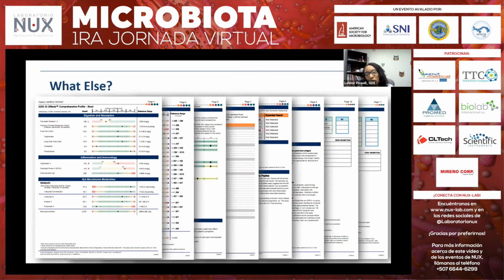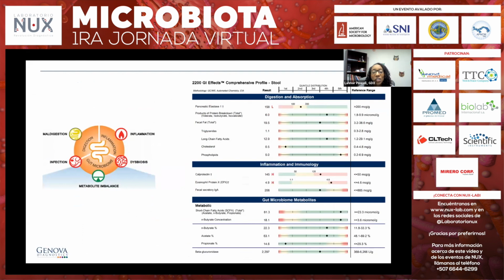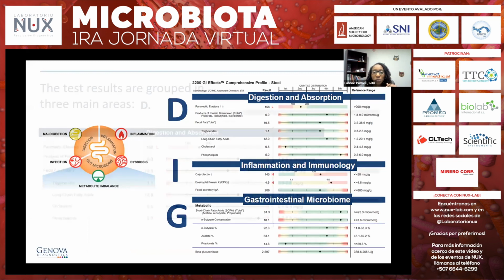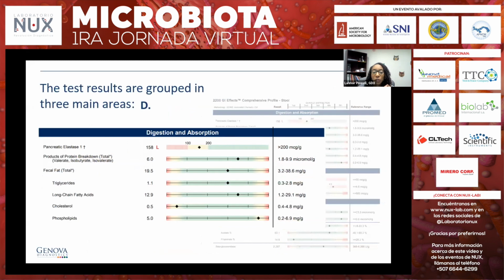So what else? So the next few pages of the report here, we're really going into more detail regarding digestion, absorption, inflammation, immunology, gut microbiome, the DIG framework. So let's look at the next page of the report. So here we have the D, digestion and absorption, I, inflammation and immunology, G, gut microbiome metabolites. Again, that's that DIG framework that I was mentioning earlier on. And you can see regarding the front page of the report, each of these sections are scored using that functional imbalance score. The higher the number, or if it's red, that means that we have a lot of work to do in that individual category. So let's look at each of these different groups in more detail.